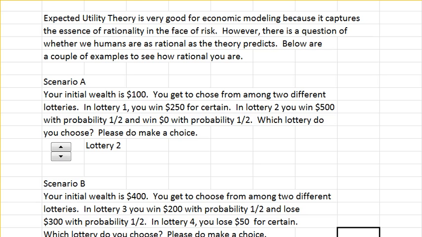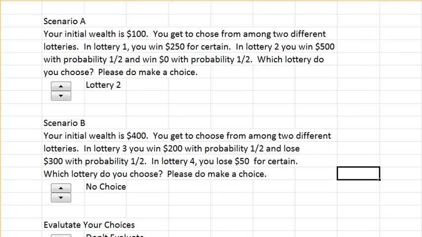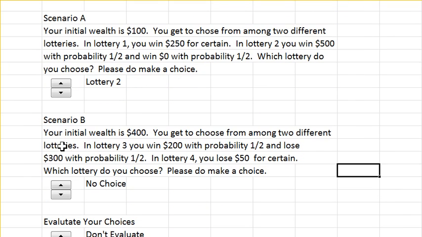In the second scenario, and let me scroll down a little bit here so you can read this, you start with initial wealth $400. This time you have two different lotteries. In lottery 3, you win $200 with probability a half, and you lose $300 with probability a half. In lottery 4, you lose $50 for certain. Which lottery do you choose? And I'm going to make a choice and choose lottery 4 here.